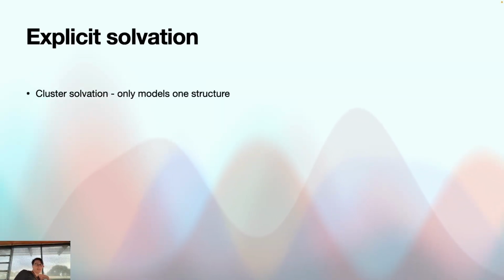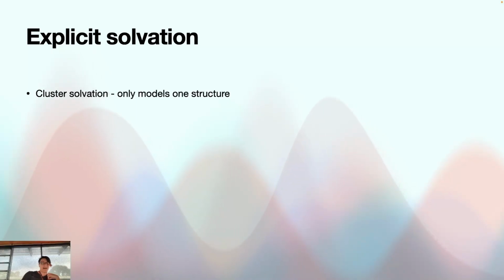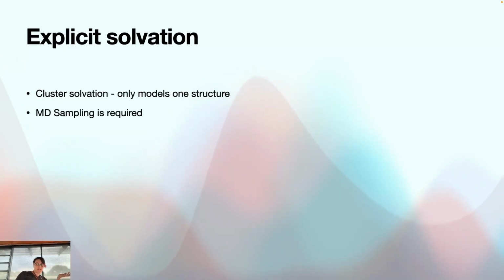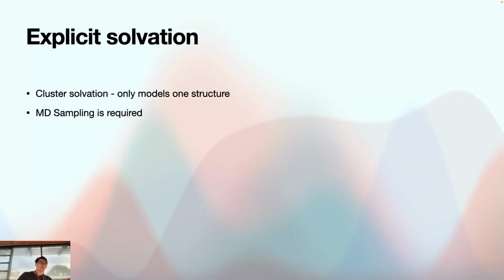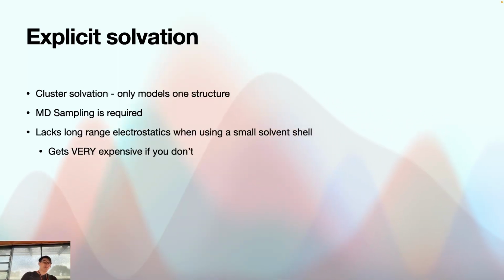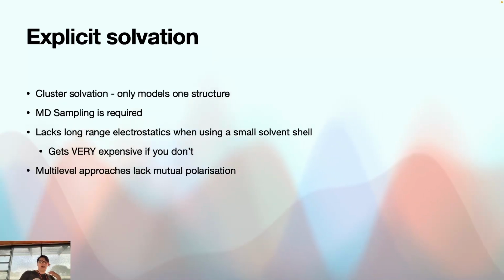So obviously, explicit solvation is important. Cluster solvation only models one structure though, so that's when we have our solute surrounded by solvent molecules. So MD sampling is required, which means that you need to take a lot of different structures in order to be able to get an accurate representation of what's going on in the solvent. This problem also lacks long-range electrostatics when using a small solvation shell, so you do need to add a lot of solvent molecules, so it gets very expensive if you don't do that.